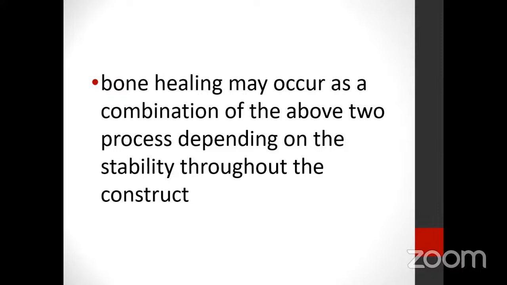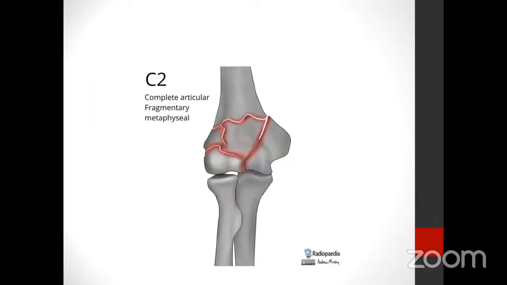Now, important information to focus on, especially in surgically treated fractures, both types of healing might occur in the same fracture. Now you have this distal humerus fracture, which is C2. You can see that there is an intra-articular component, which is a simple one, and there is some metaphyseal comminution.